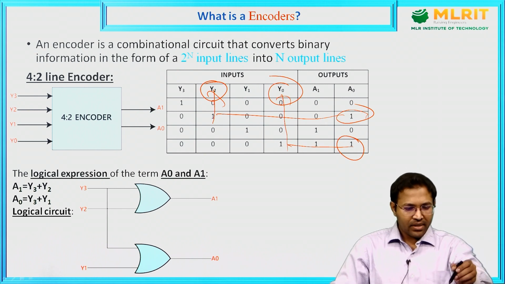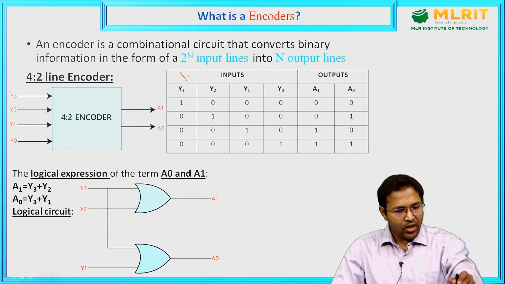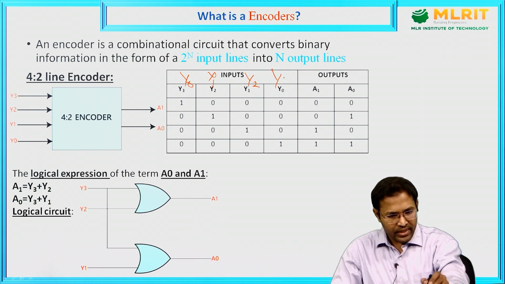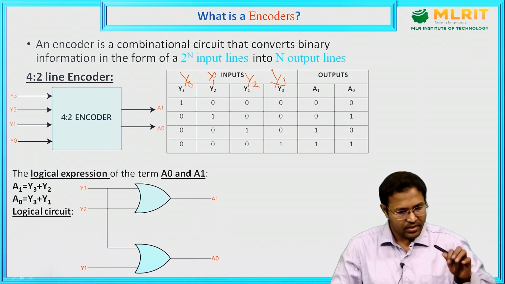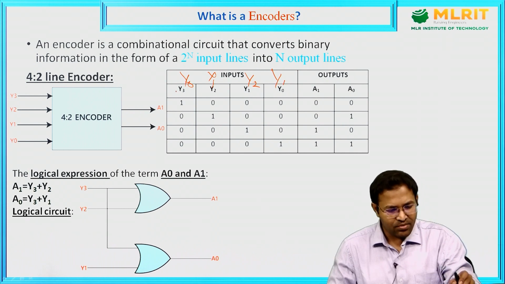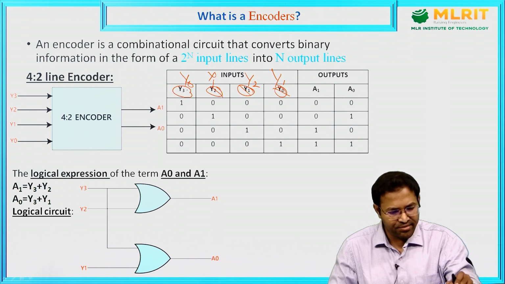Here somebody can take this as y0, y1, y2, y3, or somebody can take this as, like in this case, y3, y2, y1, y0. Both are valid. Different textbooks consider it differently.